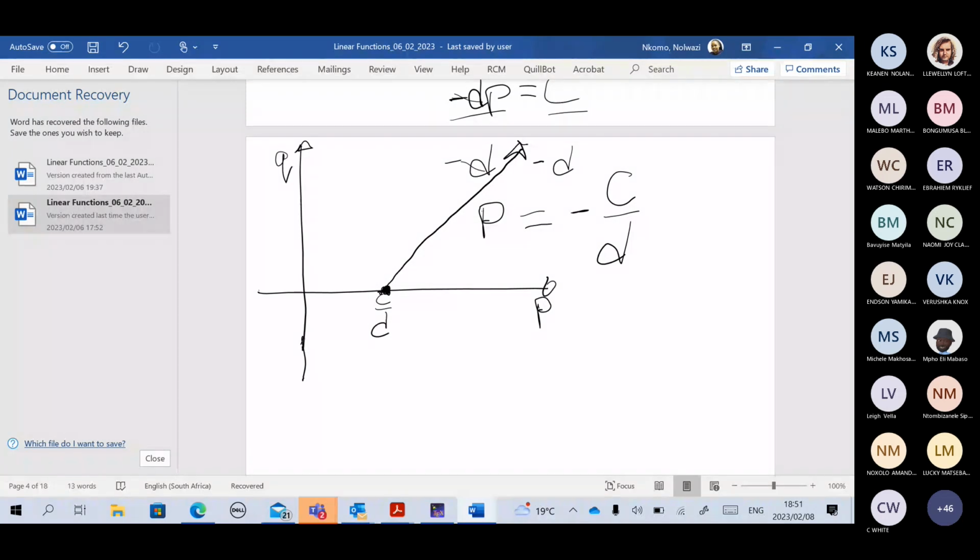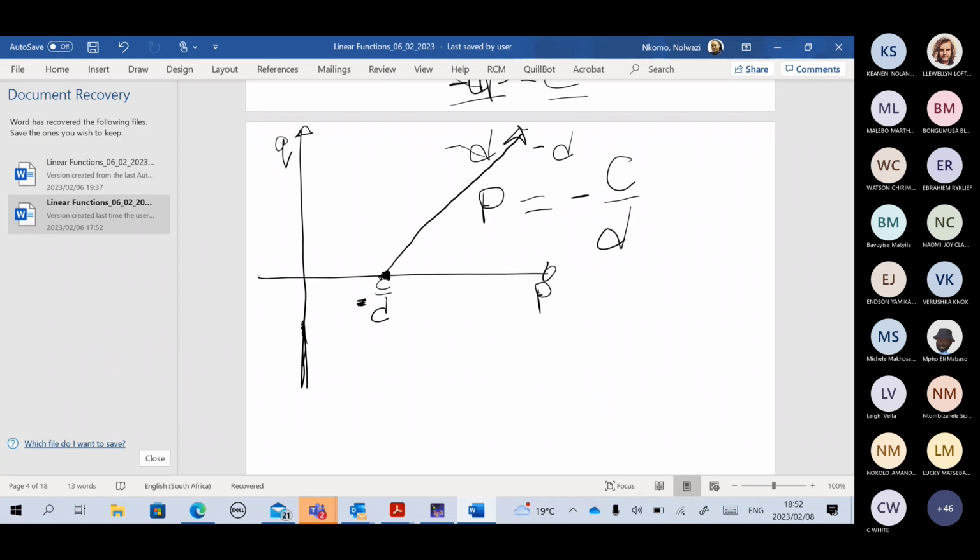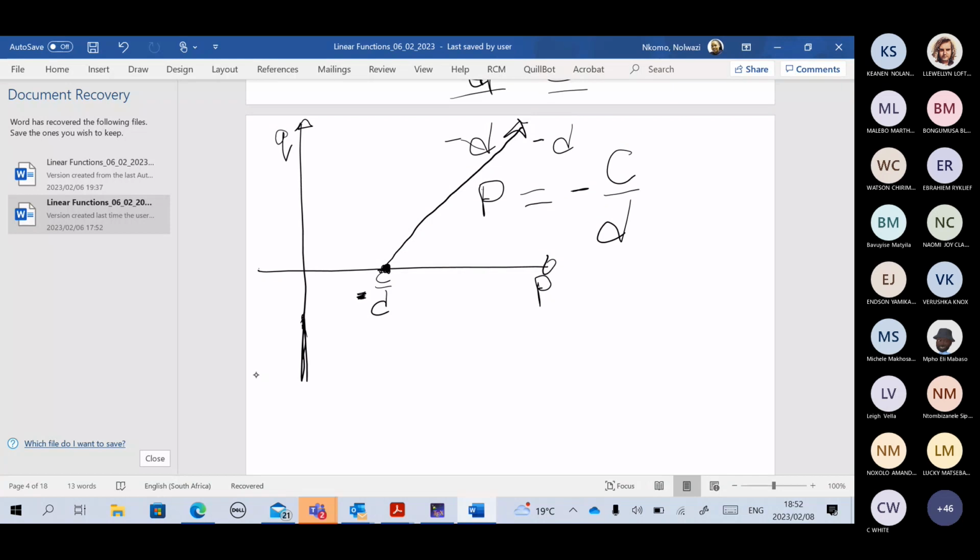Yes. Ma'am, sorry, can I just ask, shouldn't it be a negative? So shouldn't it be on the other side of the graph? You mean, okay, here Q is negative, right? Yes. We can't have a quantity and a negative price. They will always be on the first quadrant.